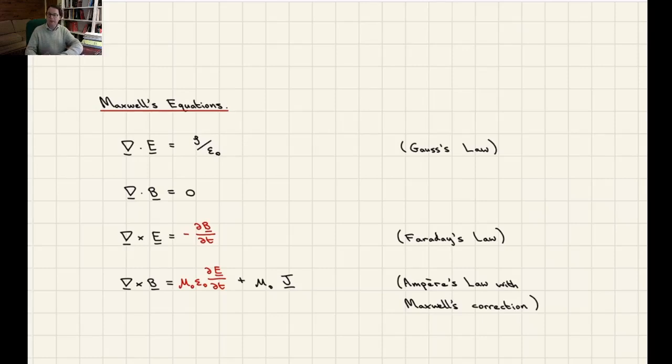So there's a setting called electrostatics in which the electric field E doesn't change. There's similarly another setting, magnetostatics, where the magnetic field doesn't change, where we can set those two terms to 0 and study magnetism and electrostatics separately.